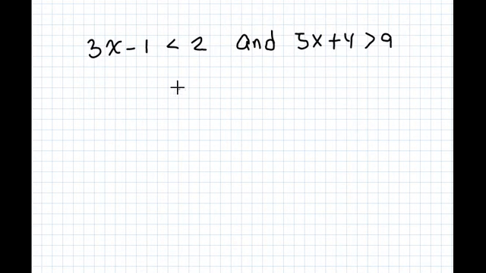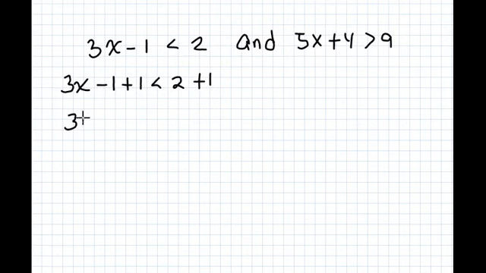Okay, so we're going to solve these separately here. And so what I'm going to do, just like we've done in the others, I'm going to go ahead and add 1 to both sides. We want to get rid of this 1 here. So we have 3x minus 1 plus 1 is less than 2 plus 1.